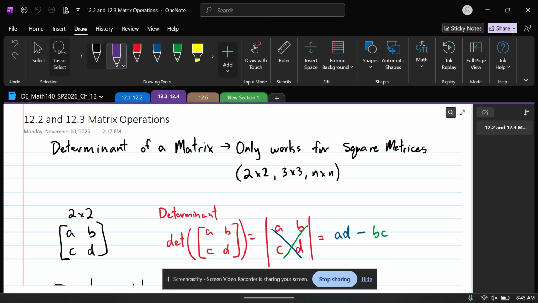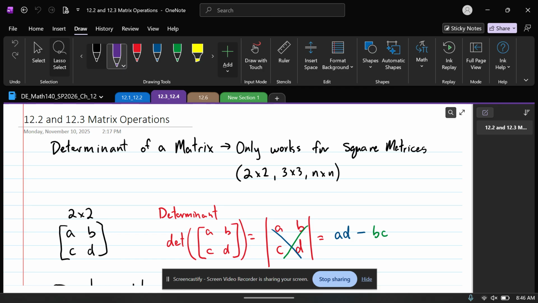Okay. All right. So 12.2 and 12.3 is matrix operation stuff. So we're going to do determinants of a matrix in this section, and determinants of a matrix are just like a property of that matrix. It's a number that you get back. It only is possible to find a determinant of a square matrix. Square matrices are like 2 by 2s, 3 by 3s, or n by n. So you could have 4 by 4, 5 by 5, 100 by 100, all that fun stuff. But 2 by 2s and 3 by 3s are about the most common ones that we'll do.